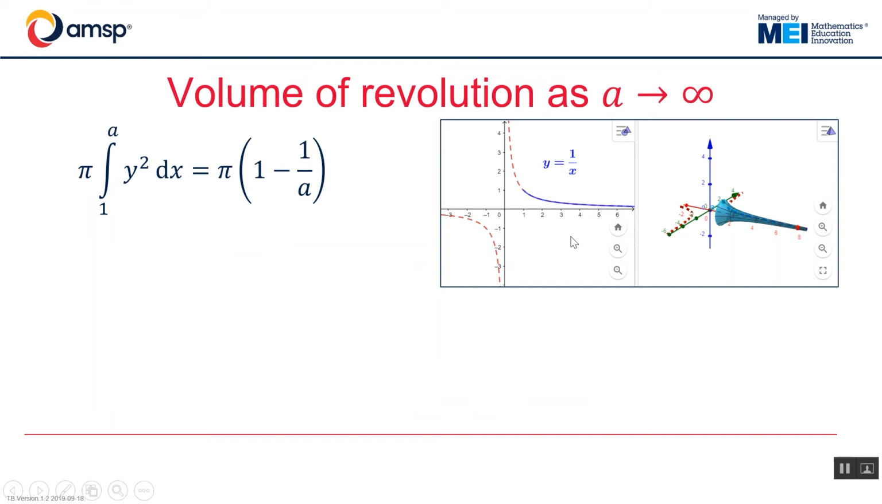Now I can think about what happens if this value of A tends to infinity as an improper integral. So to do that, I can say that this volume, pi times 1 minus 1 over A, I can look at the limit as A tends to infinity of 1 minus 1 over A. Well, 1 over A will tend to 0. This whole thing's been multiplied by pi, so this will equal pi multiplied by 1, which is pi. So we get the interesting result that this infinite shape, created by revolving around the x-axis, has volume pi as A tends to infinity.